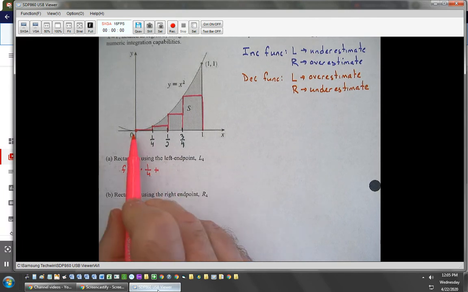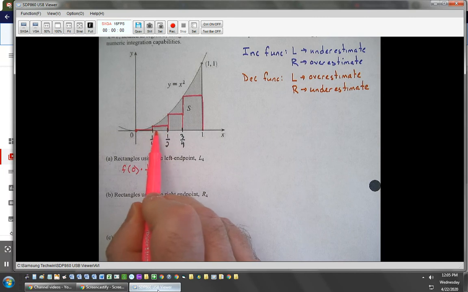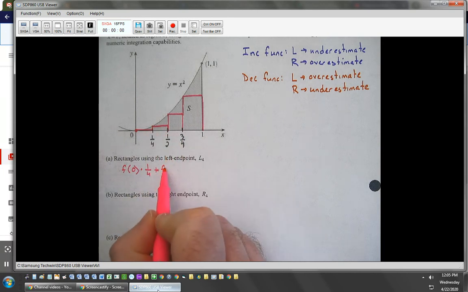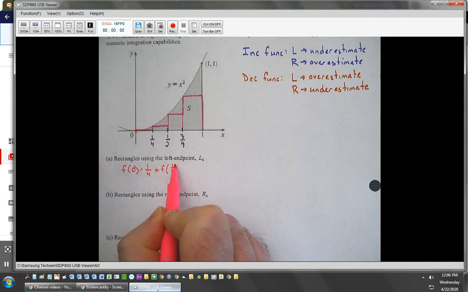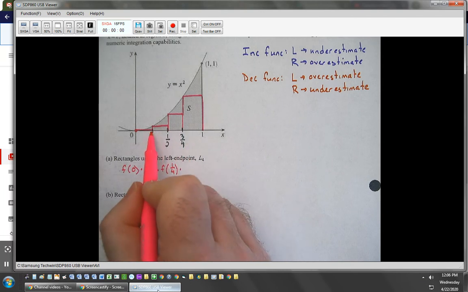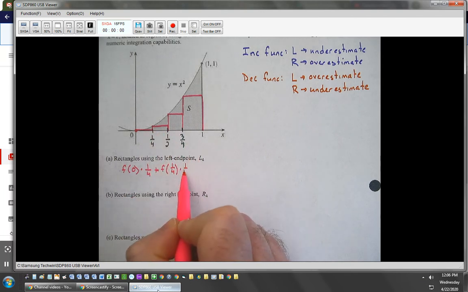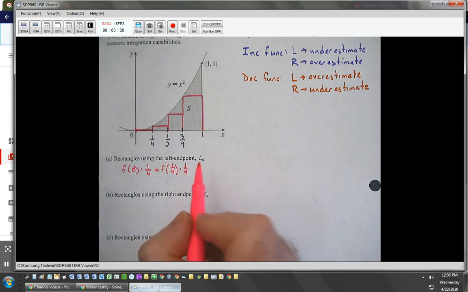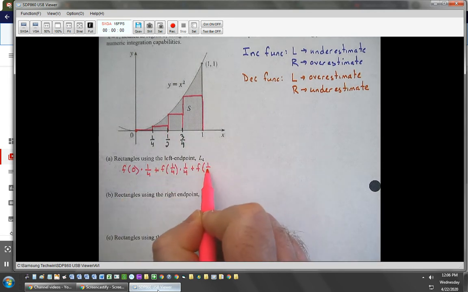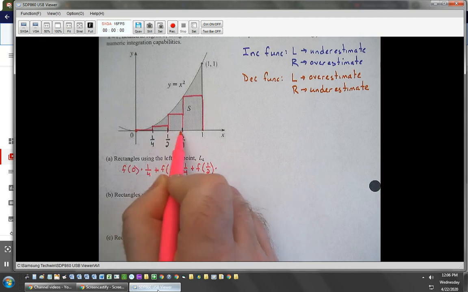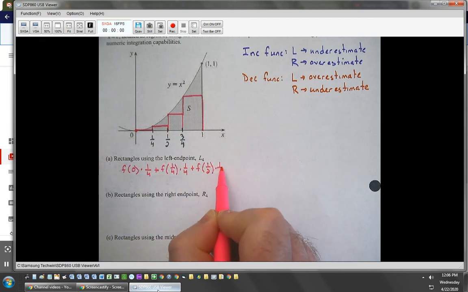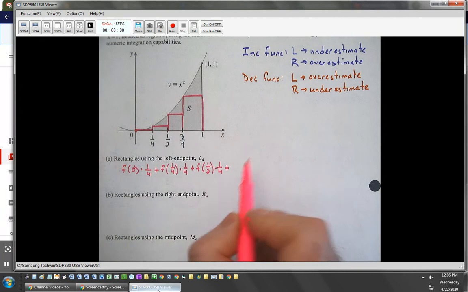Plus, I move on to my next interval. This interval's height is this y value. That's the function value at 1/4 multiplied by a width of 1/4, plus the function value at 1/2 multiplied by, how big is this interval? It's 1/4 again. Plus, how tall is that function?